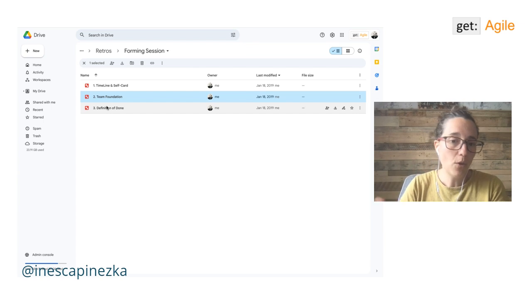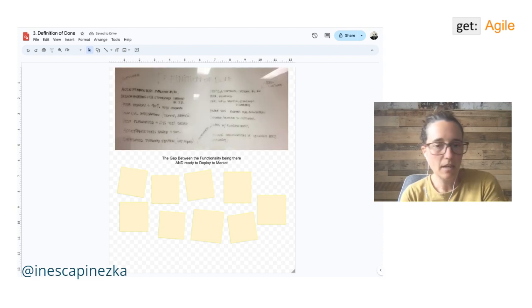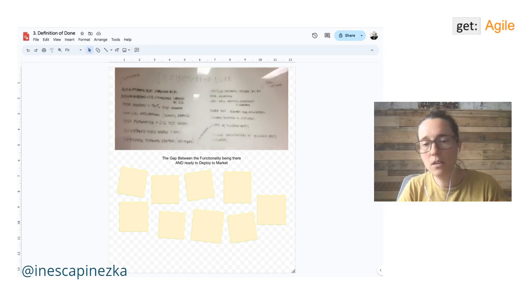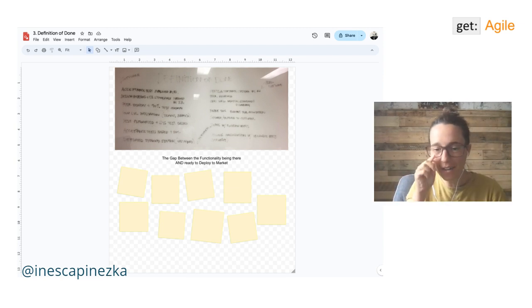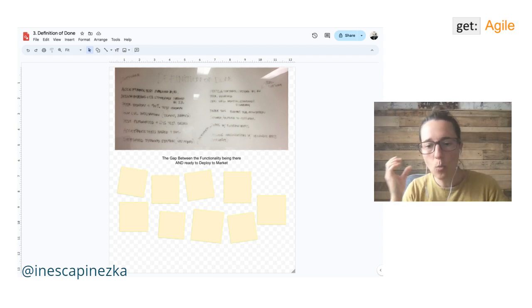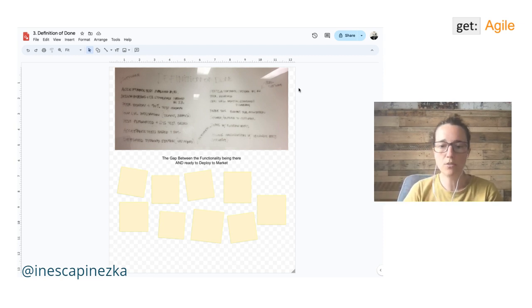Last but not least, in terms of forming, definitely a session on definition of done. So here again, an example from past occurrences. Essentially, what do we see between the work being done and being done? I like to call it the gap in between the tube and the platform. So the gap between the functionality being there and us being able to put it in production, being able to be used in the market. What is in between? That is the definition of done, which will translate into every single piece of work, right? So it's something wide across.